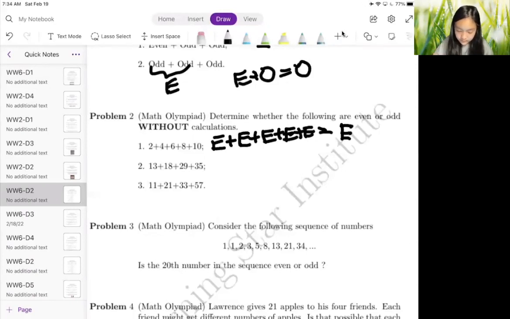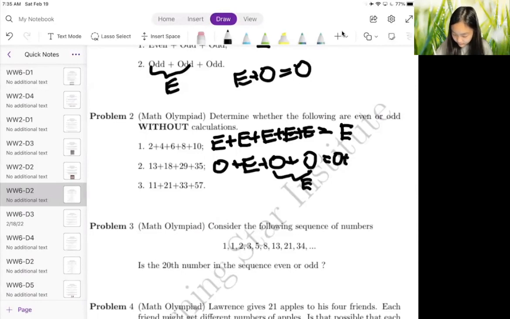13 plus 18 plus 29 plus 35. 13 is odd, 18 is even, 29 is odd, and 35 is also odd. Let's add these two odds together, and that's even. Now we have odd plus even plus even. Even plus even is even, and then plus an odd, it is odd.